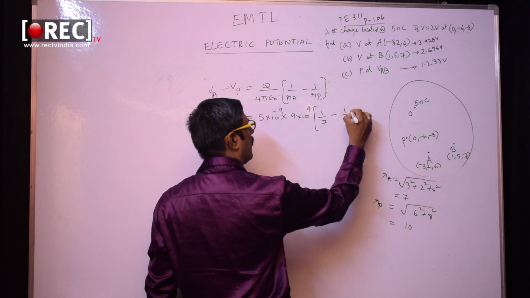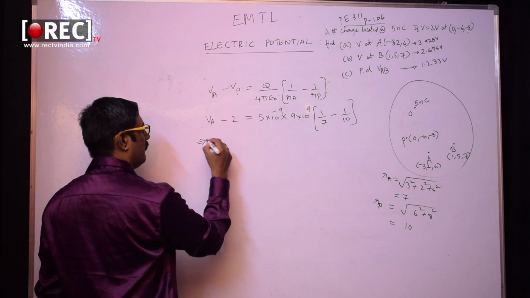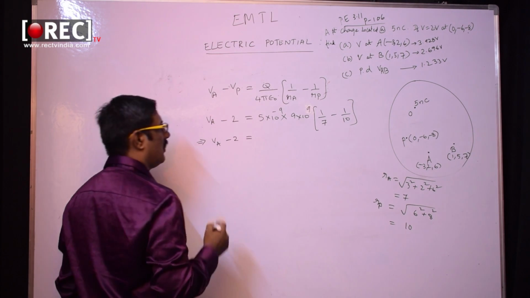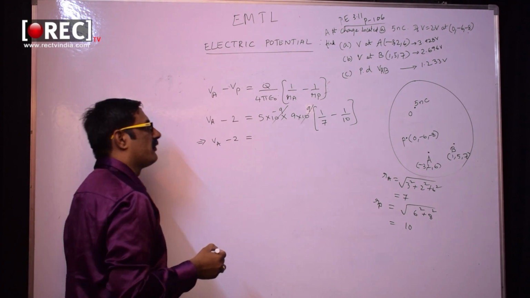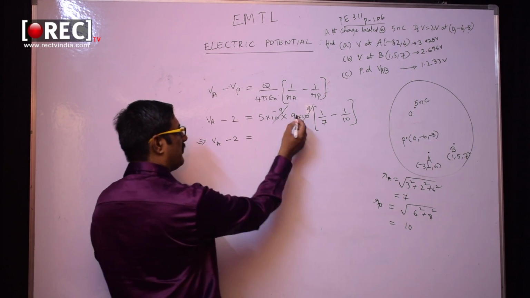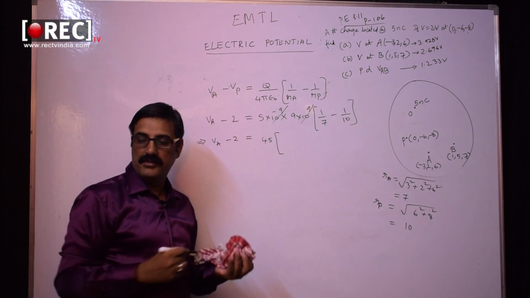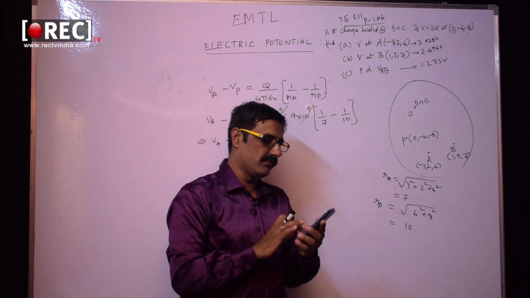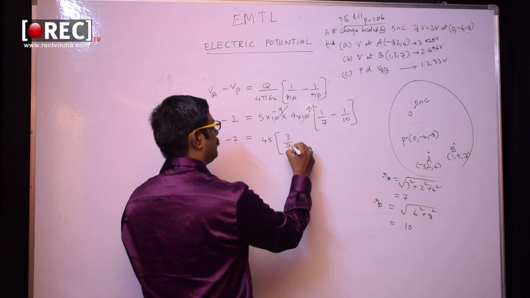Okay, now obviously Va minus 2 is equal to 10 power minus 9 and 10 power plus 9 will get cancelled. So you have 5 into 9, which is 45. 45 into 1 by 7 minus 1 by 10. So 1 by 7 minus 1 by 10 is simply 3 by 70.